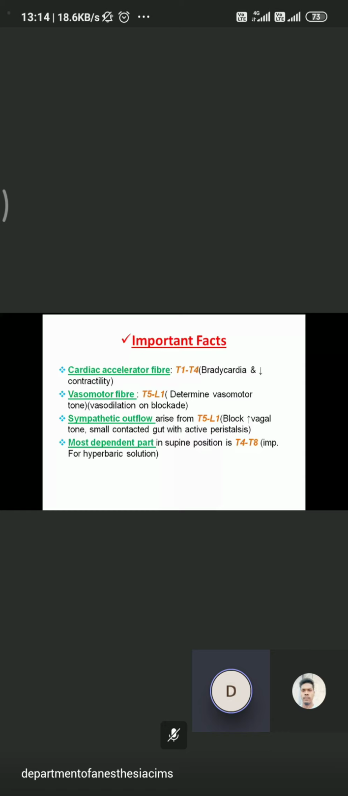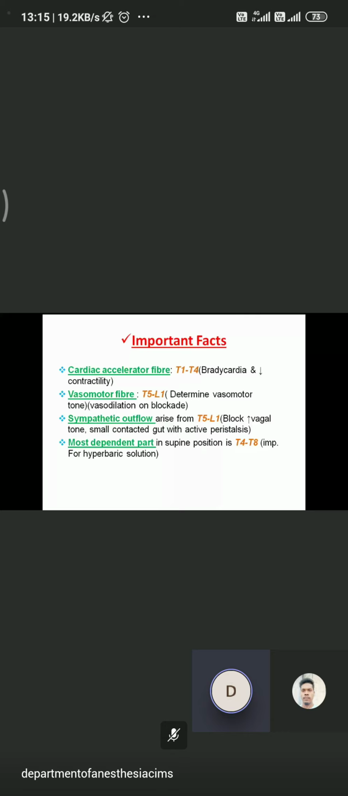And the contractility of the heart will also decrease. The vasomotor fibers originate from T5 to L1. They determine the vasomotor tone of the body, and vasodilation in the subarachnoid block occurs because of the block in these fibers. Sympathetic outflow arises from T5 to L1, and because of the block of T5 to L1, the sympathetic outflow is blocked.